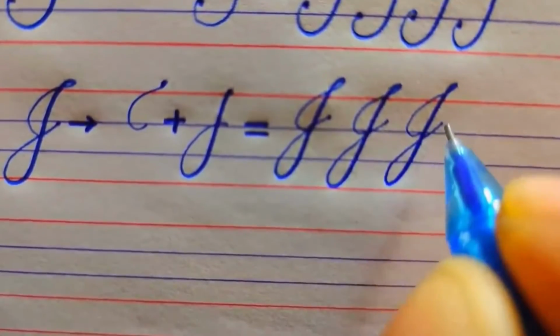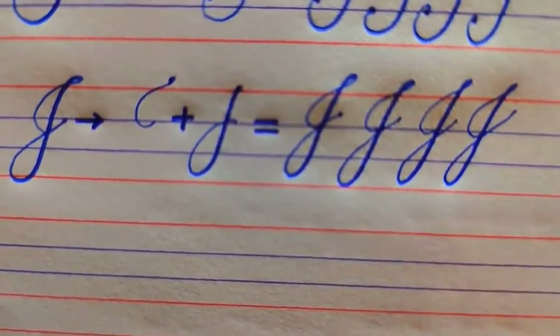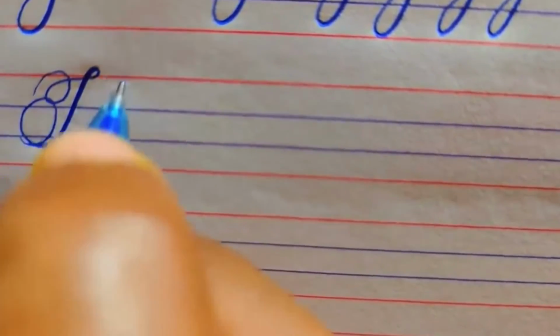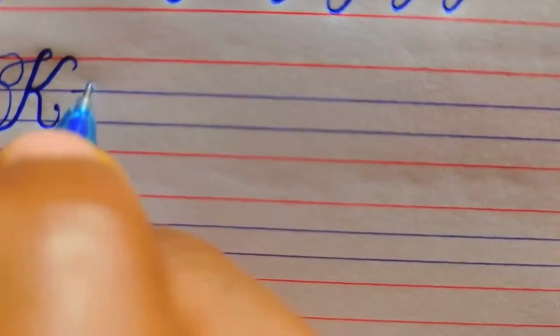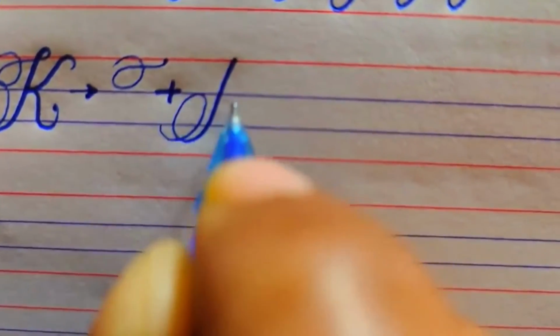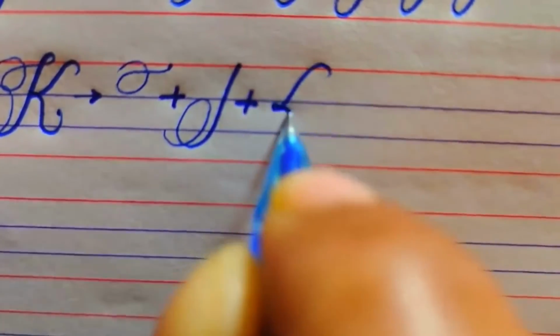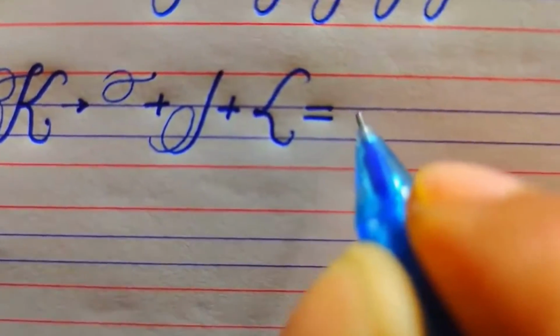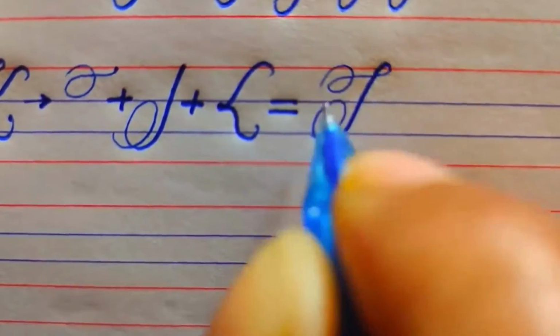J. Here the word K. The first word of K plus the second plus the third is equal to K.